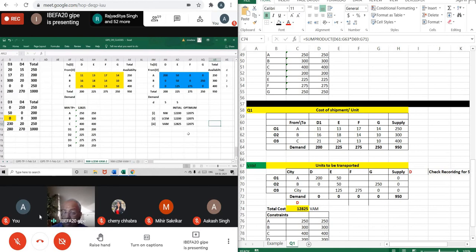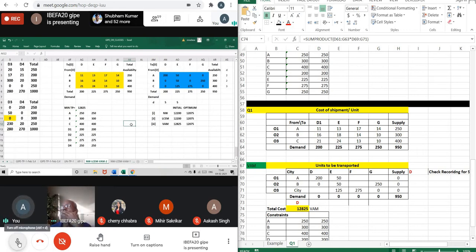Because next class will be all miscellaneous work of TP. Next class will be for miscellaneous type of questions in TP. Next, suppose one doesn't want to send to one distributor. Then how to do the question? Constraints are conditional. Then what to do?